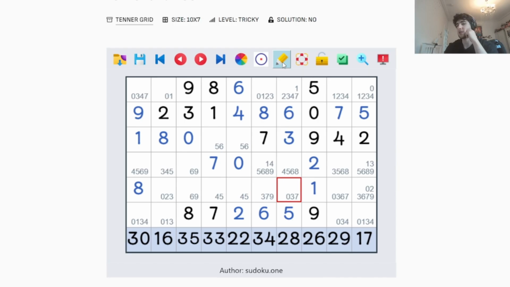Yeah, and something else we can notice is that if we look in this column here, we have a sum of 14 right now. The remaining 3 cells need to sum to 14. If this cell's 0, then is that possible? Well, no, it's not possible because that would have to be 4 and 10.